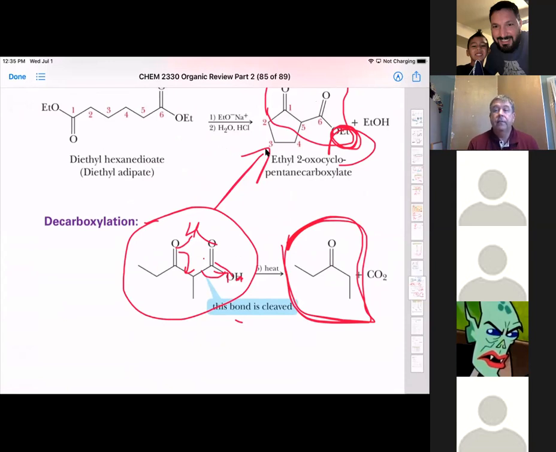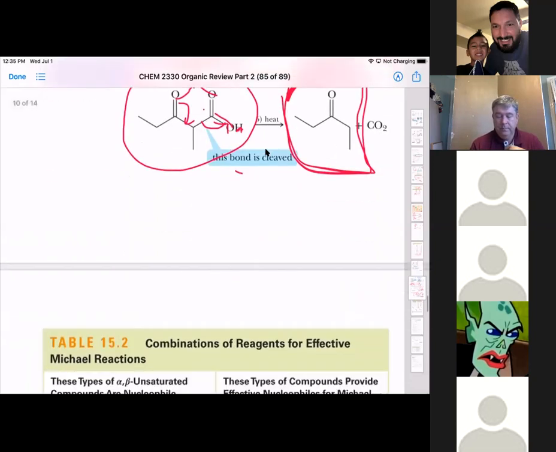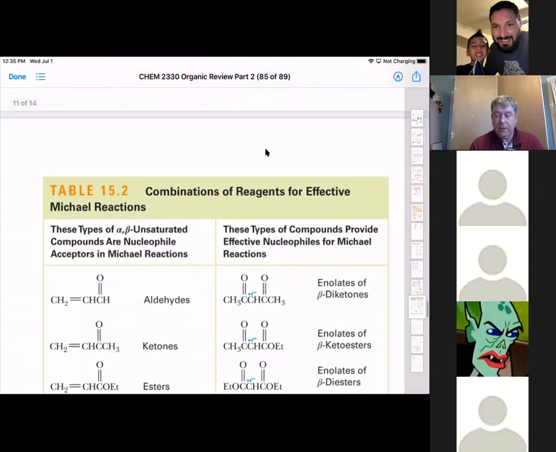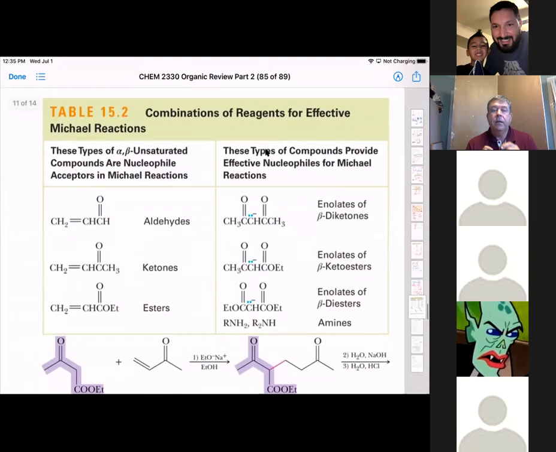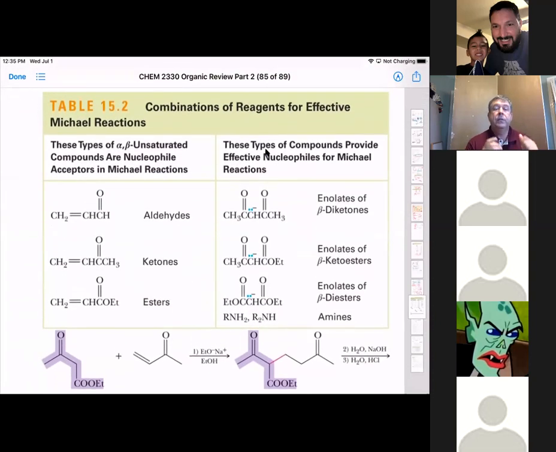Aldols always give a beta hydroxy compound. Claisens always give a beta carbonyl compound, an ester. Okay, so the next thing we can do with an enolate is use it to attack a conjugated carbonyl with a double bond. So they have to be right next to each other.